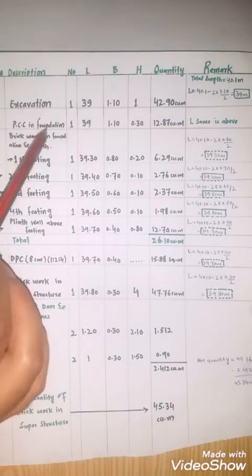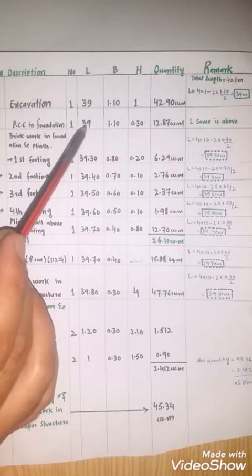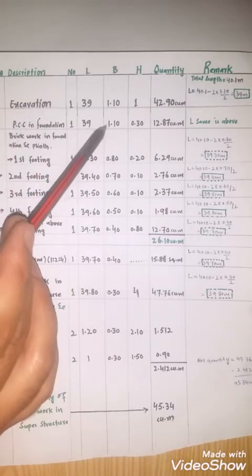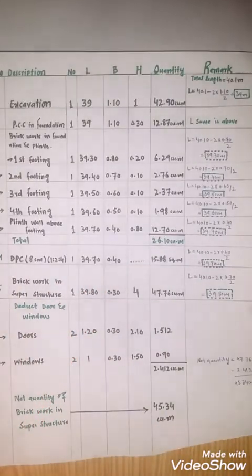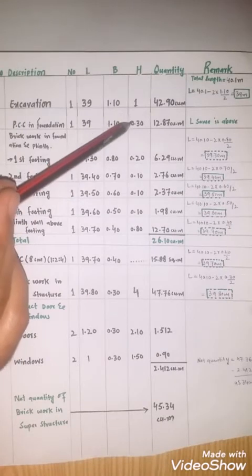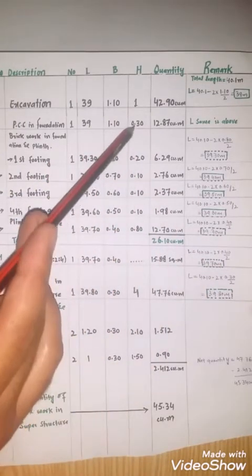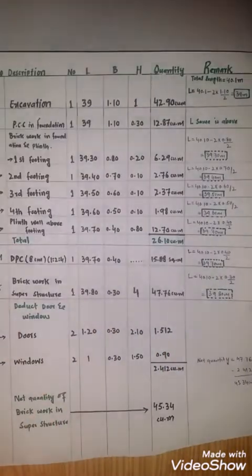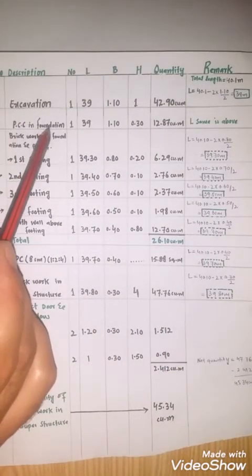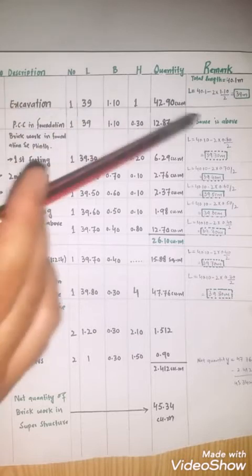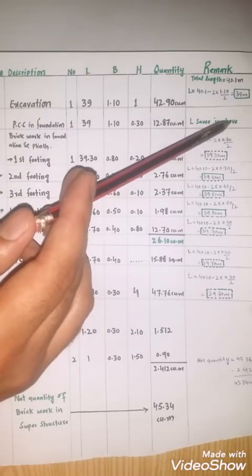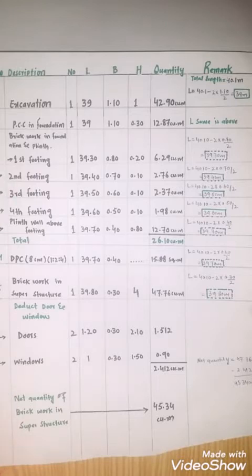Now find PCC. The length is 39 meter. The breadth is 1.10 meter. This is the breadth of PCC, and the height of PCC is equal to 0.30 meter or 30 centimeter. Quantity of PCC in foundation is equal to 12.87 cubic meter. The length is same as above.